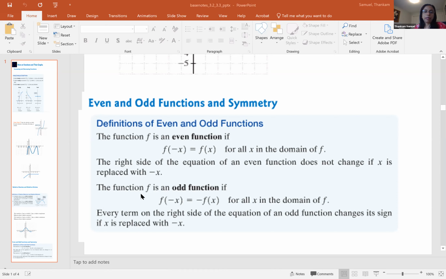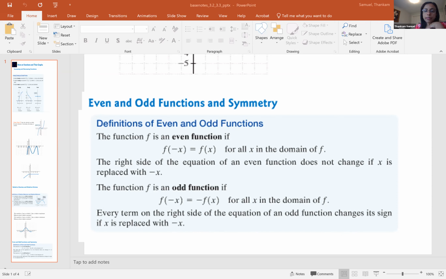The function f is an odd function if f of negative x equals negative f of x for all x in the domain of f. So in the given function, if you replace x by negative x, if you get the opposite of the function, then you can say that it is an odd function. So note that every term on the right side of the equation of an odd function changes its sign.